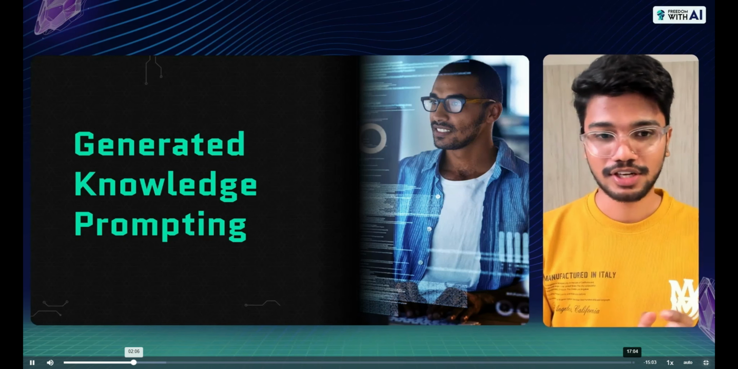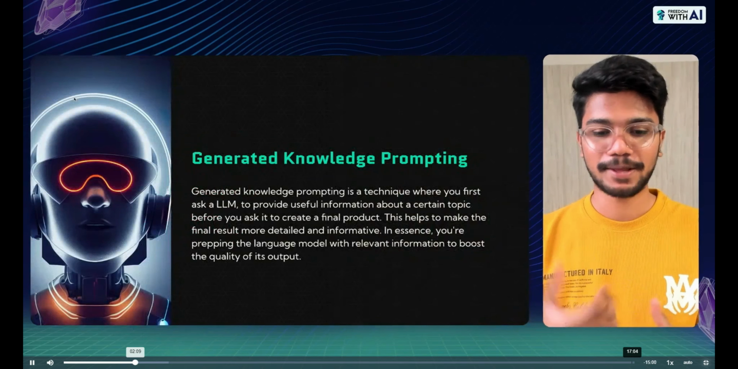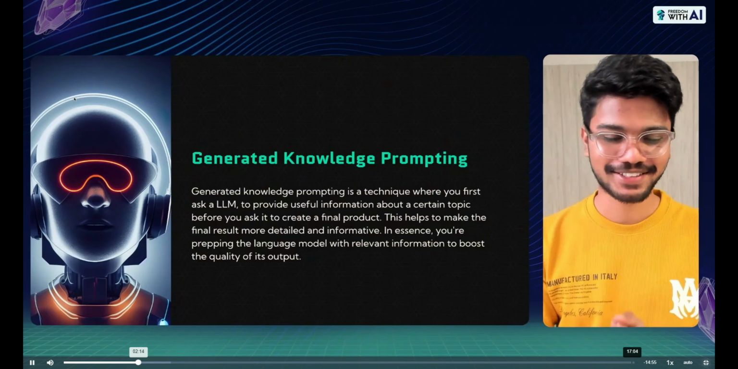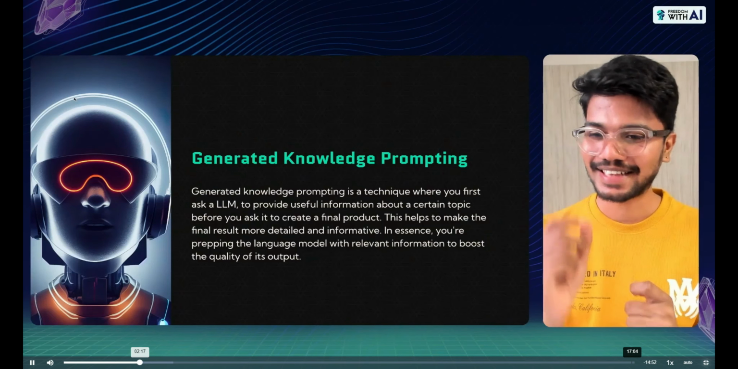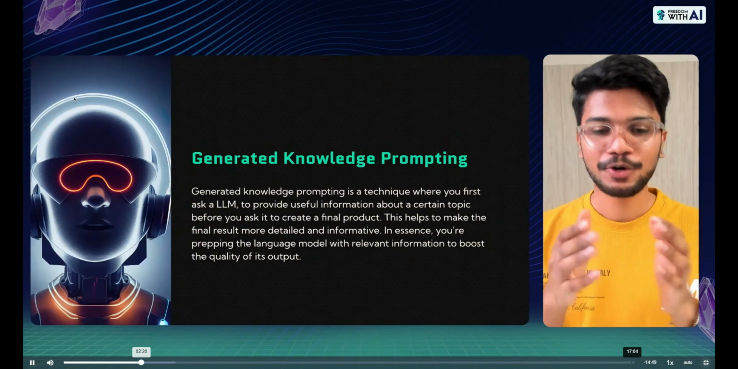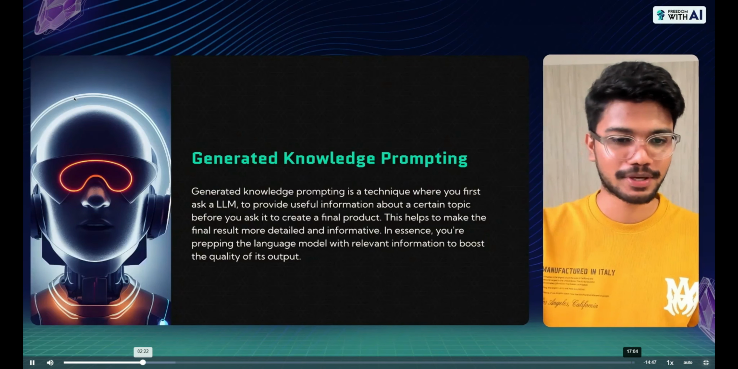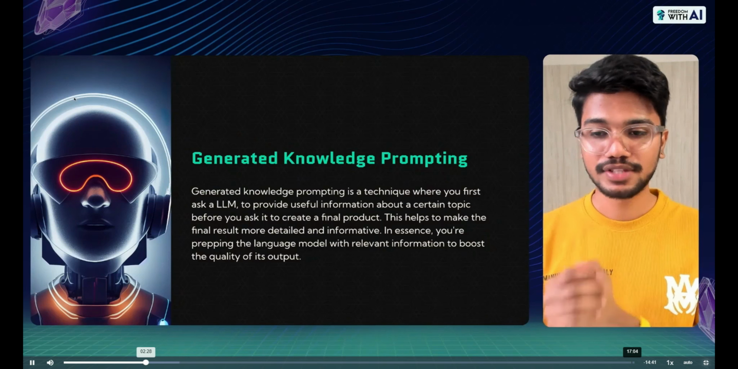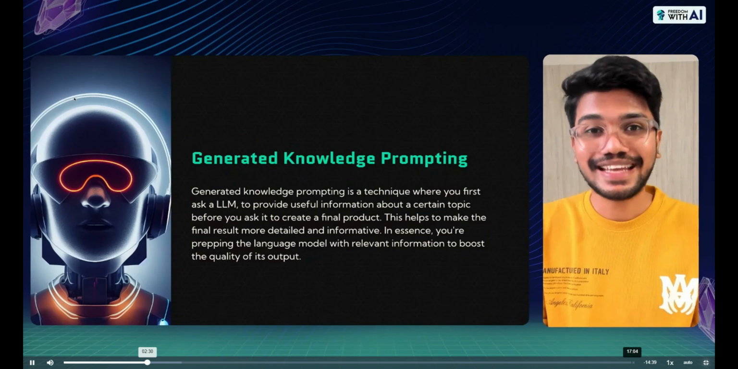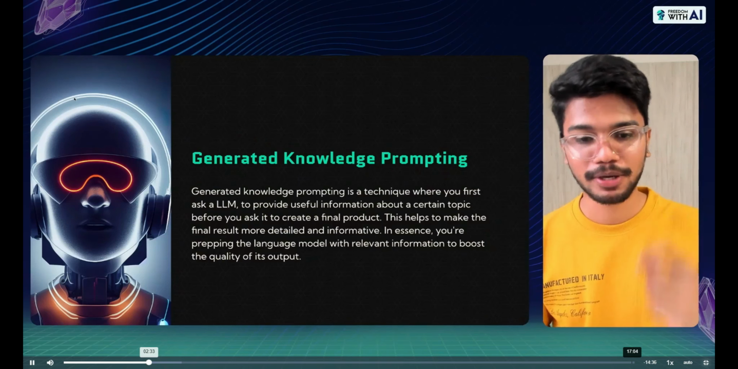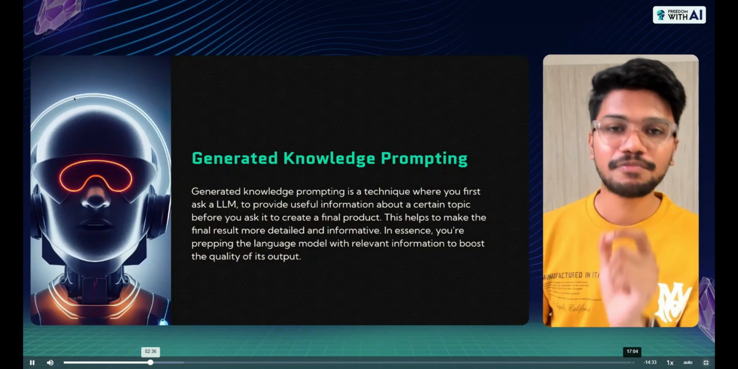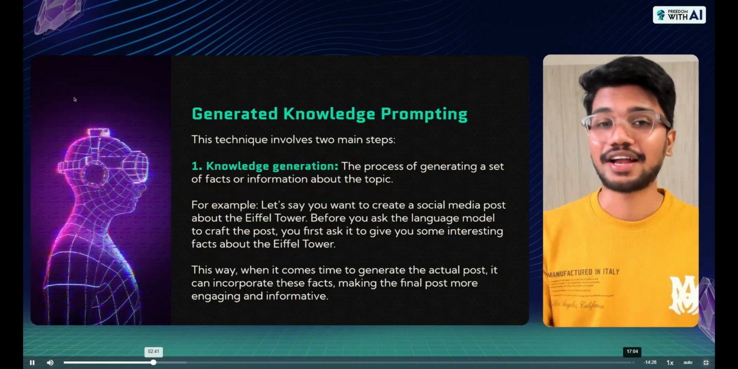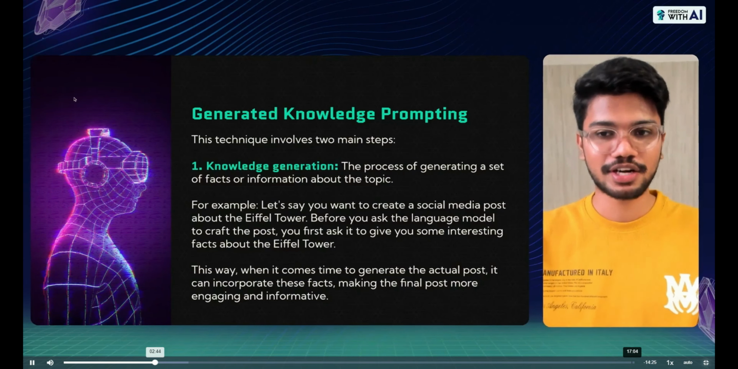So now let's talk in terms of research paper knowledge. In the research papers, generated knowledge prompting is a technique where you first ask an LLM to provide useful information about a certain topic before you ask it to create a final product or final answer. This helps to make the final result more detailed and informative. In essence, you're prepping the language model with the relevant information to boost the quality of the output. That's it. And we have 2 steps in generated knowledge prompting.